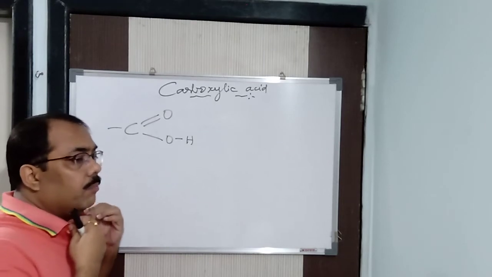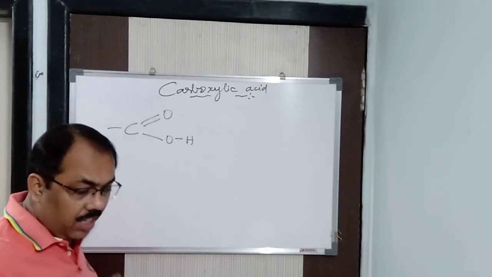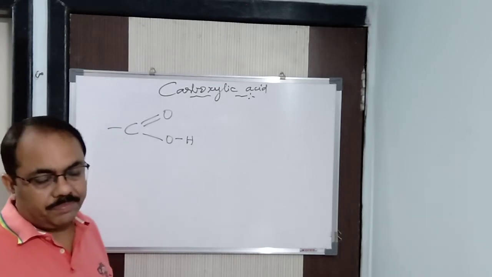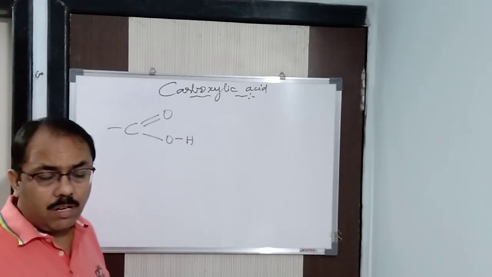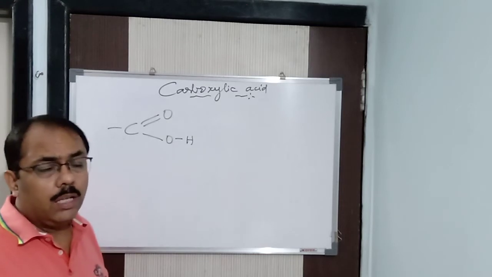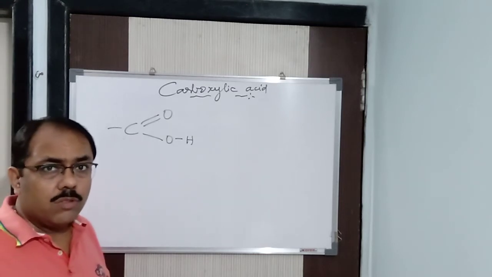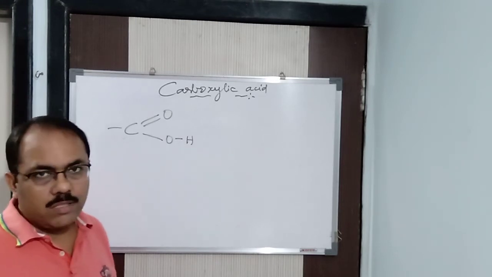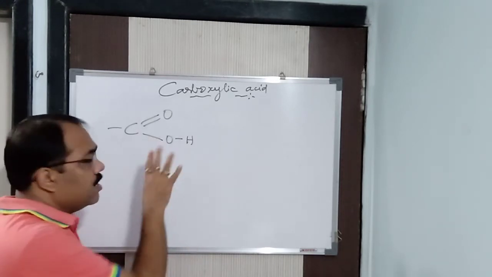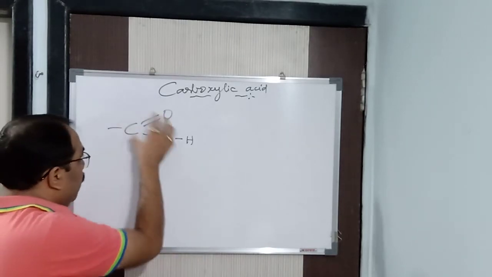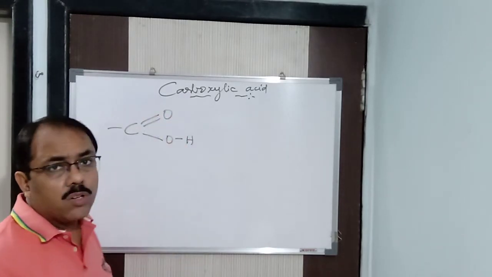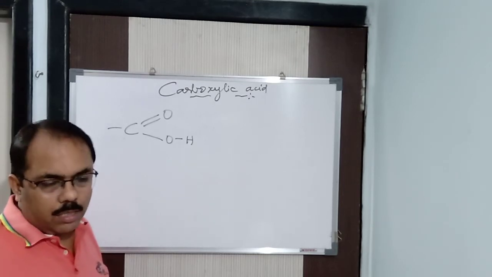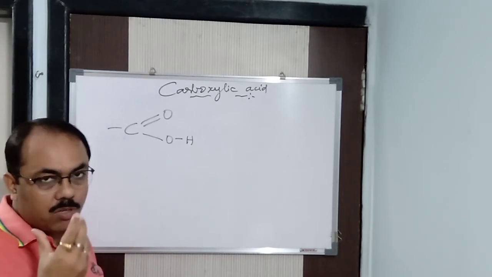But that does not mean, let me make it clear right from the beginning, that carboxylic acid possesses the properties of both the carbonyl group, that is aldehydes and ketones, as well as alcohol. No, not at all. Just for naming purposes, I am saying that carbonyl plus hydroxyl together is called the carboxyl group.